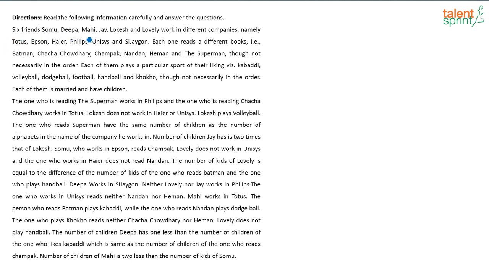6 friends, Somu, Deepa, Mahi, Jay, Lokesh and Lovely work in different companies, namely these. Each one reads a different book as follows, though not necessarily in the order. Each of them plays a particular sport, namely kabaddi, volleyball, dodgeball, football, handball and kho-kho, though not necessarily in the order. Each of them is married and has children.